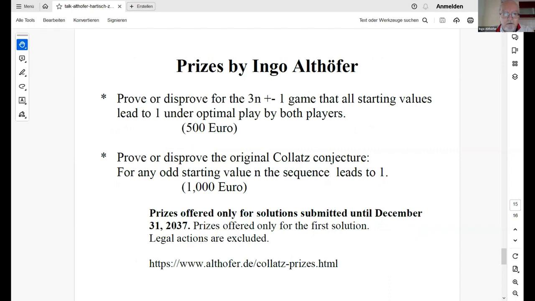Prove or disprove for the 3n+/-1 game that all starting values lead to 1 under optimal play by both players. And another prize for the original problem, prove or disprove the original Collatz conjecture, 1,000 euro. Prizes offered only for solutions submitted until December 37, so 100 years from the invention. And there's a website telling the details.